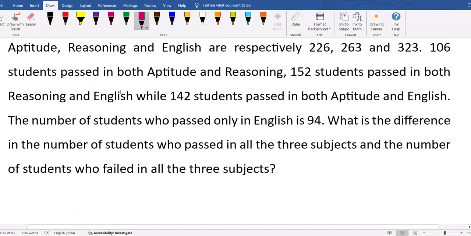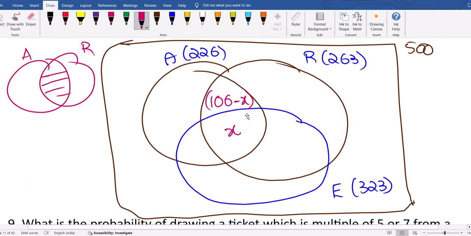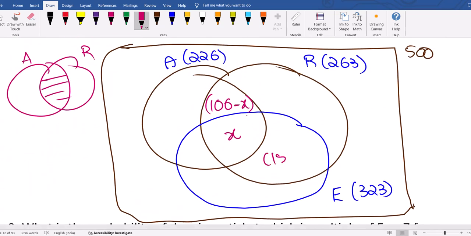English, 152, sorry, 152 reasoning and English is there. So reasoning and English also 152 minus x. And here aptitude and English, they said 142. So this should be 142 minus x.